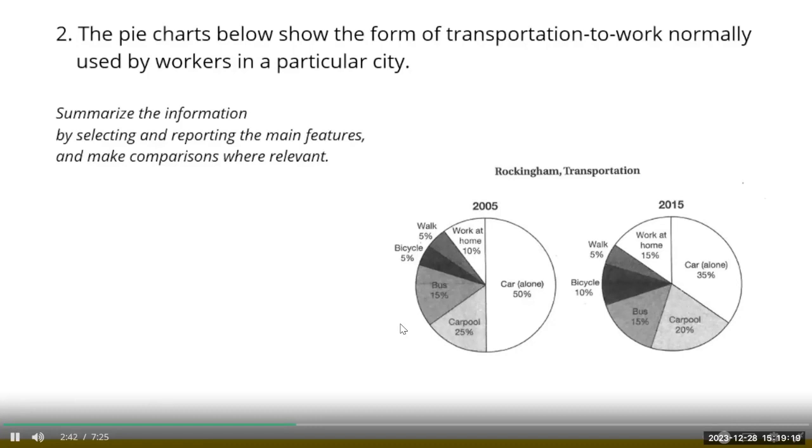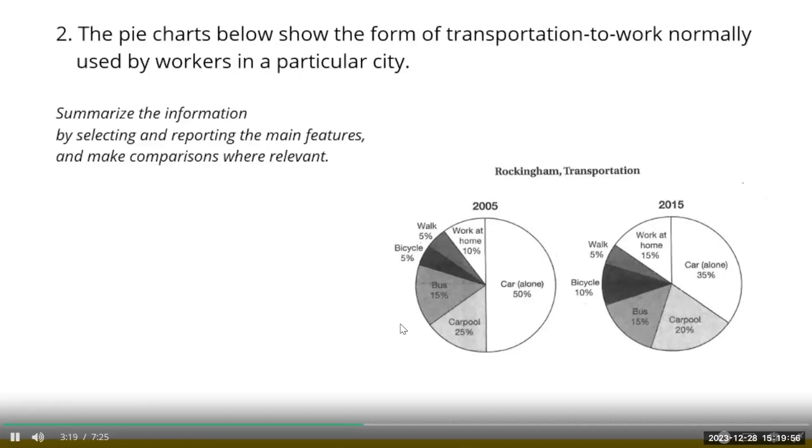And as you see, in 2005, car was the most popular form of transportation. It had 50%. However, in 2015, it decreased, and now we have 35% in 2015. So, for example, walking was 5%, and it seems that it remains the same in 2015. And bus, let's see, bus is also the same. And carpool, it used to be 25%, and now it's 20%. So it decreased in 2015.